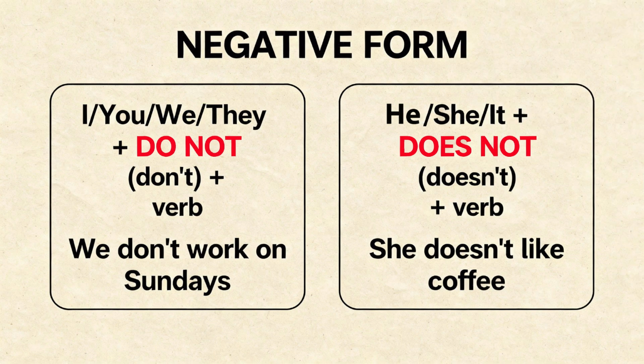Now, how do we make negative sentences? With I, you, we, and they, we use do not, or the contraction don't, plus the base verb, like we don't work on Sundays. With he, she, and it, we use does not or doesn't plus the base verb, like she doesn't like coffee. Notice that after don't or doesn't, we always use the base verb without s.